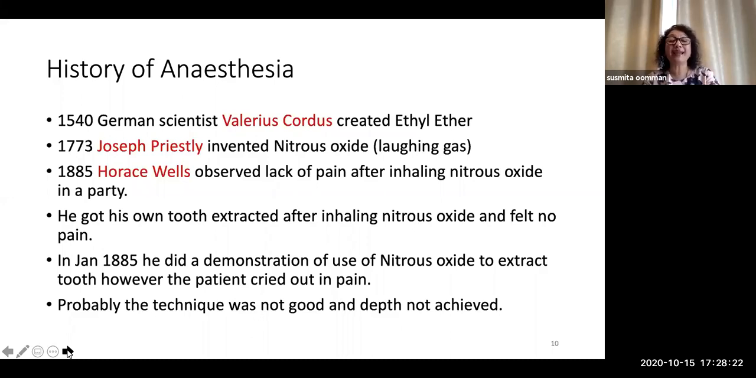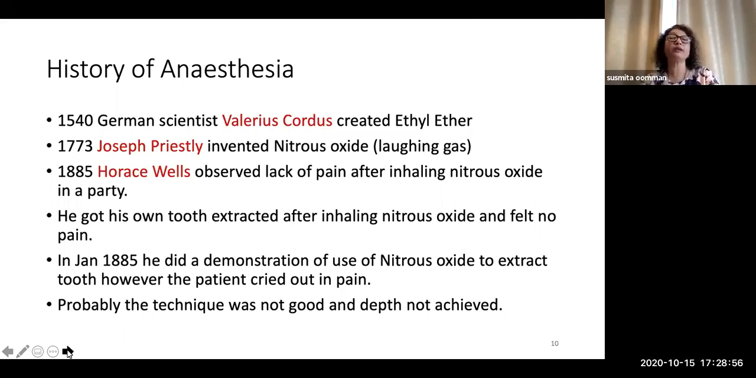It was only in 1885 that Horace Wells, who was a dentist, observed at one such party that a man inhaled this nitrous oxide, and then he fell down. He injured his knee quite badly, but he didn't have any pain. So that triggered this observation: oh, I can use this for my dental patients. So he got his own tooth extracted after that, and he felt no pain. So he was very much impressed.